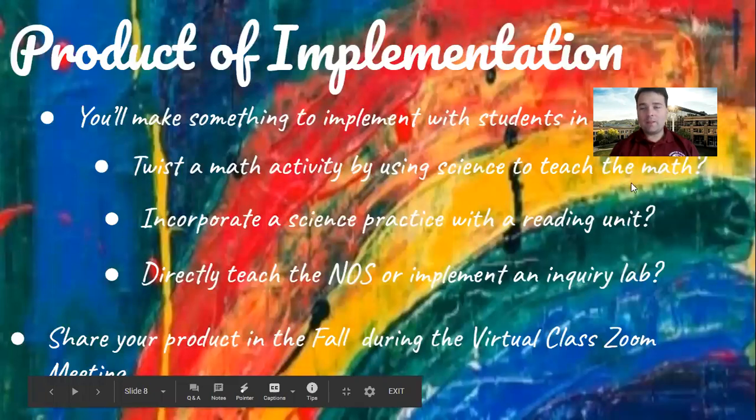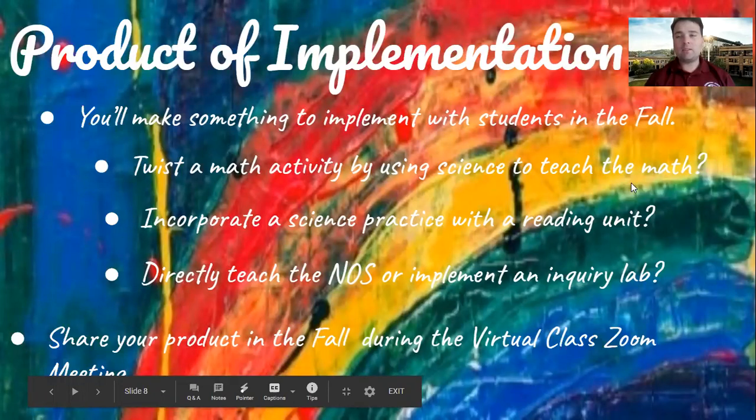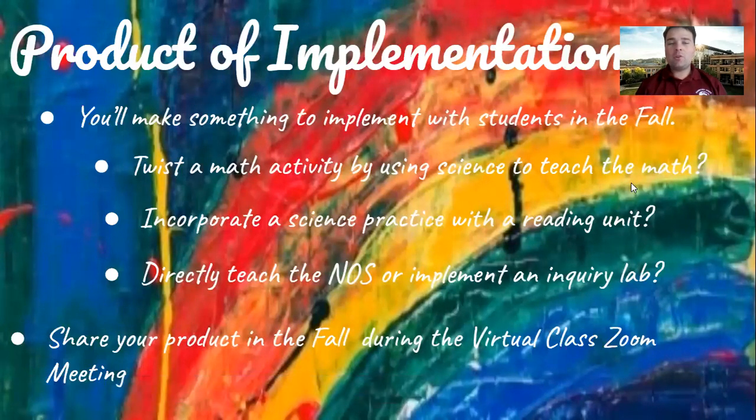All right, and so all of this leads up to you creating a product of implementation. And so your goal is to make something that you're going to implement with students in the fall. And so that could be you twisting a math activity by using science to teach the math. Maybe you'll have a particular reading unit that you like that you think leads towards science instruction. And so you'll incorporate a lesson on science practices with your reading unit.